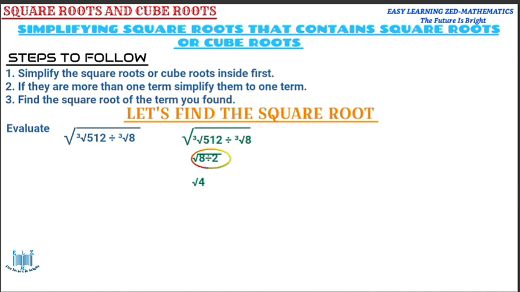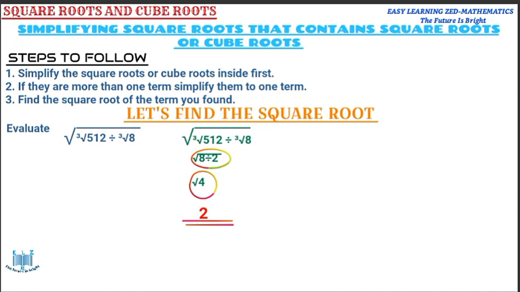Now when you look at this number I've gotten, I've come up with one term. I just have one 4, the number I've circled. It's only 4 alone, so it's one term. That means I've successfully done the second step. Then I'm going to go to the third instruction, which is find the square root of the term you found. I found 4. What is the square root of 4? The square root of 4 is 2, so I'm going to write 2 there as an answer.